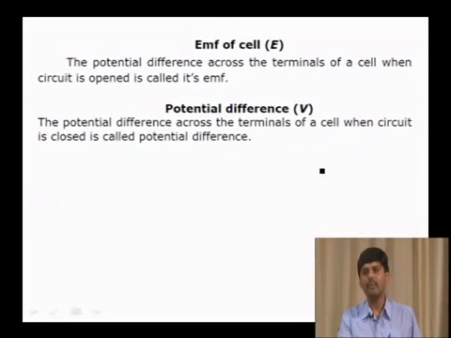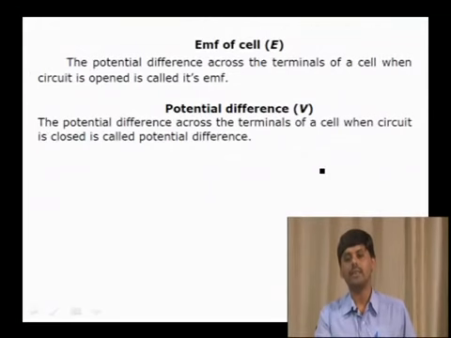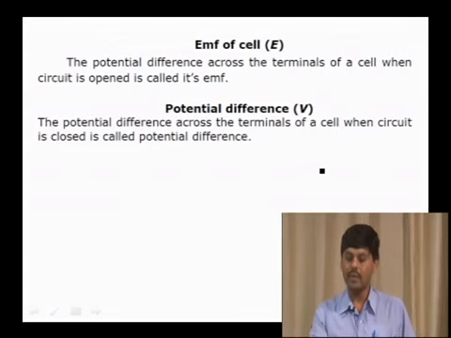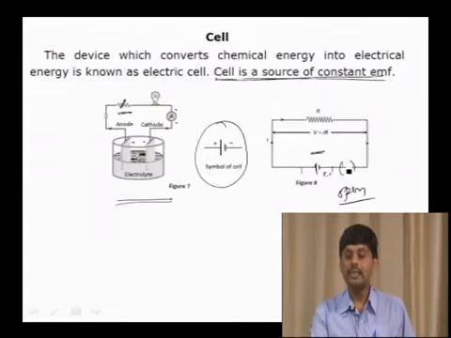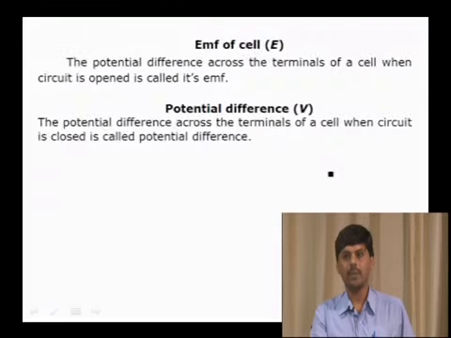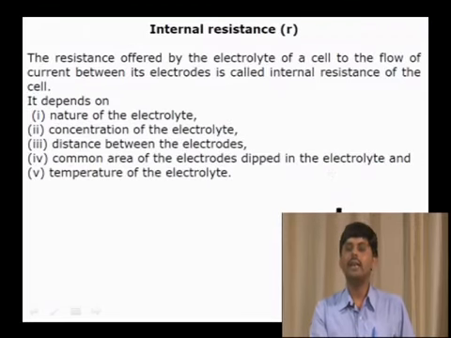Next, terminal potential difference. Simply we call it the terminal potential difference. It is the potential difference across the terminals of the cell when the cell is closed. If the cell is closed and we measure the potential difference across the cell, then we refer to it as the terminal potential difference.